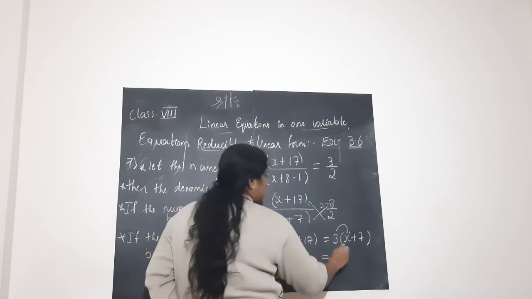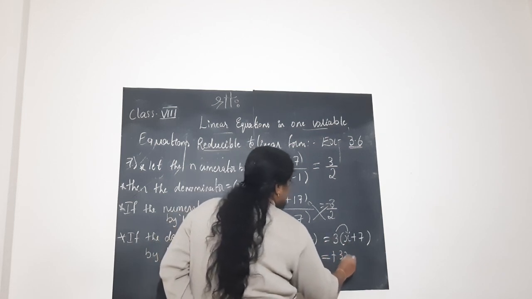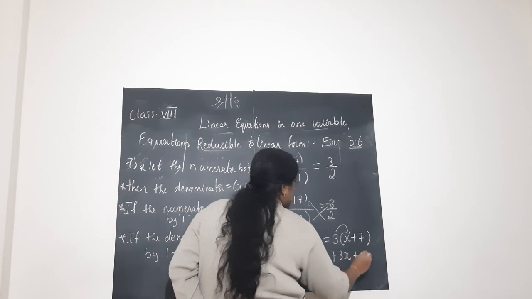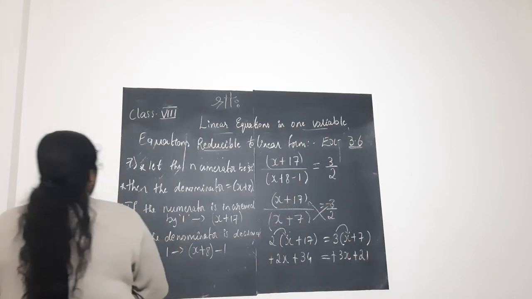Is equal to plus into plus plus, 3 into x is 3x. Plus into plus plus, 3 into 7 is 21. I need to erase this.